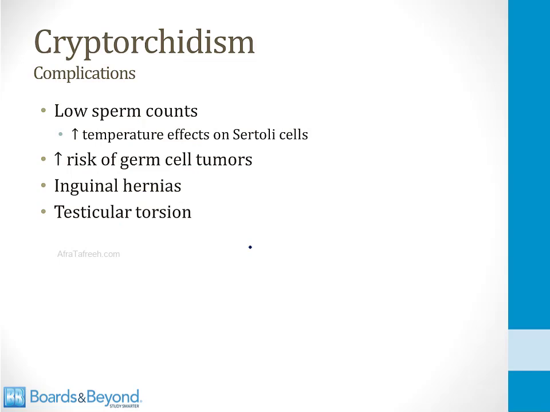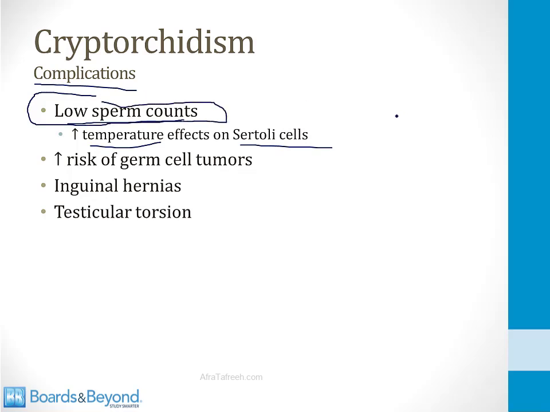So a reasonable question to ask is, what's the big deal? Why not just leave the testicles in the abdomen or the inguinal canal? Well, it turns out there are a couple of complications of cryptorchidism, and some of these appear to get better if the testes are normally positioned in the scrotum. So first of all, cryptorchidism can lead to low sperm counts. When the testes are in the inguinal canal or the abdomen, the temperature in the testicles is higher than normal, and the higher temperature has effects on Sertoli cells that lead to low sperm counts. So untreated cryptorchidism can lead to infertility in a male.